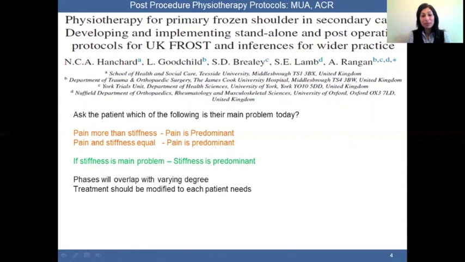A patient in the pain predominant phase can present with a stiff shoulder and can have a bit of stiffness. A patient in the stiffness predominant phase can have an irritable shoulder and it can be painful. The treatment should be based on individual patient needs.